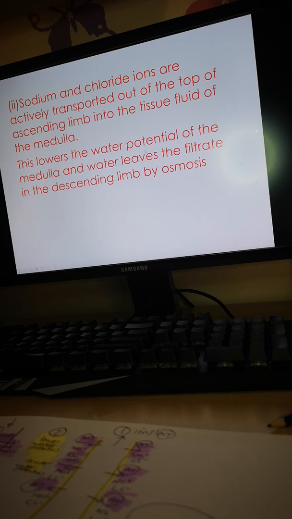What about this concentration? Well, it was only a short answer, so it is just the easy sort of description, hopefully. Sorry. So sodium and chloride ions are actively transported out of the top of the ascending limb into the tissue fluid of the medulla. This lowers the water potential of the medulla, and water leaves the filtrate in the descending limb by osmosis. And that would explain why we're concentrating the urea.